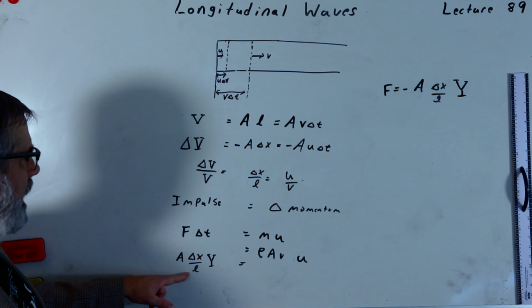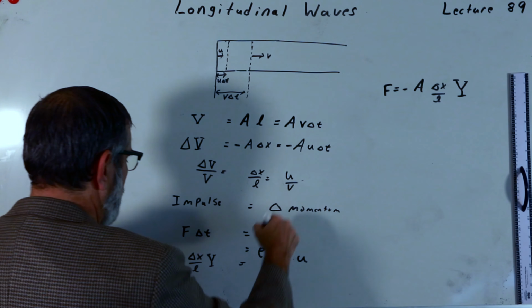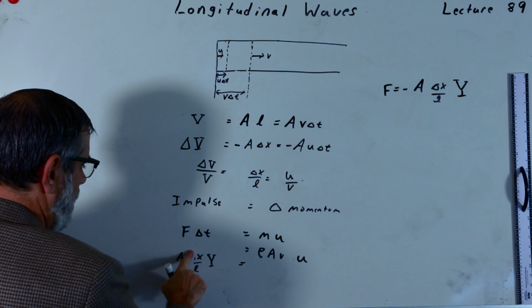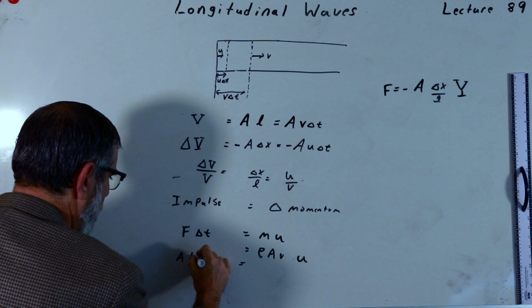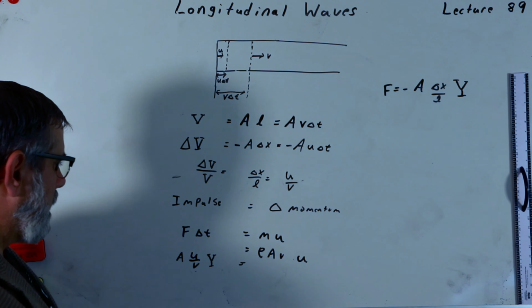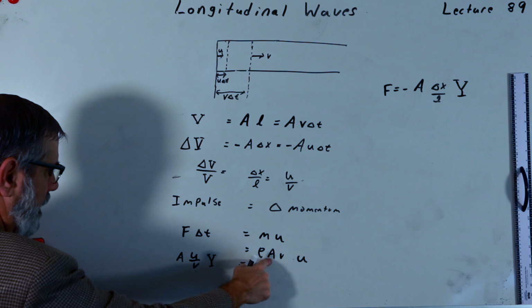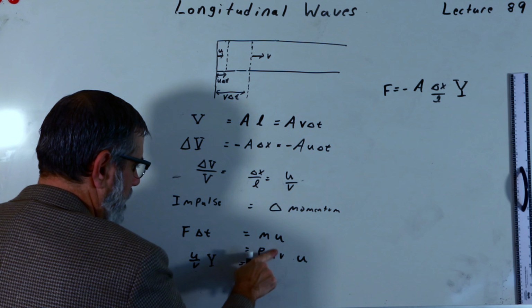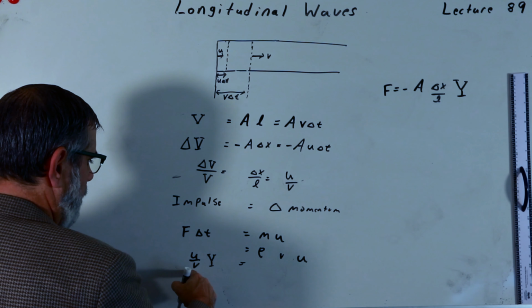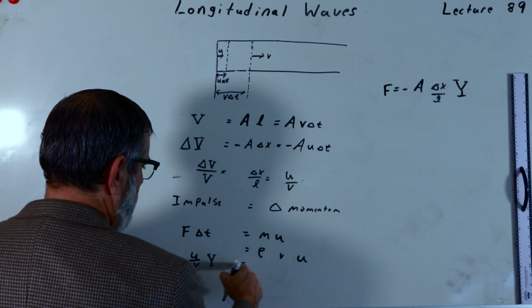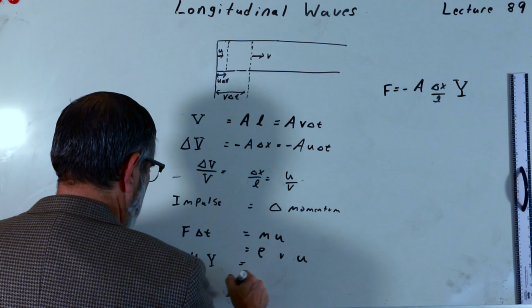Delta x over L, we already have an expression for this. This is u over v. So let's replace that here with u over v, coming from this relationship here. And the areas are going to cancel. Got an area here, an area here, so let's get rid of that. Still looking good? So we have u over v times Young's modulus equals rho v u.